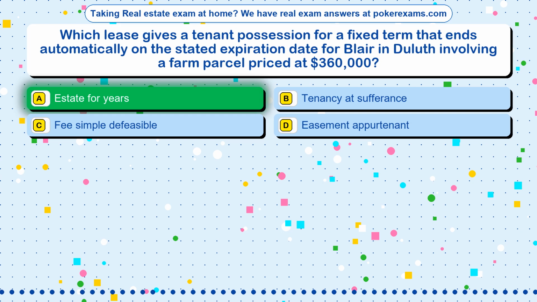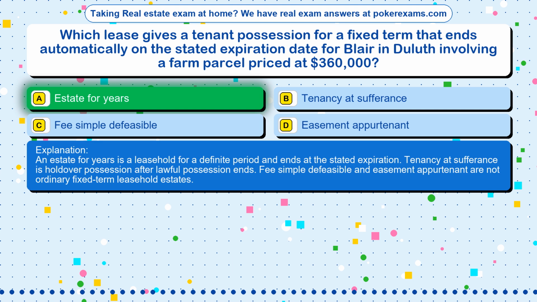The correct answer is option A, estate for years. An estate for years is a leasehold for a definite period and ends at the stated expiration. Tenancy at sufferance is holdover possession after lawful possession ends. Fee simple defeasible and easement appurtenant are not ordinary fixed-term leasehold estates.